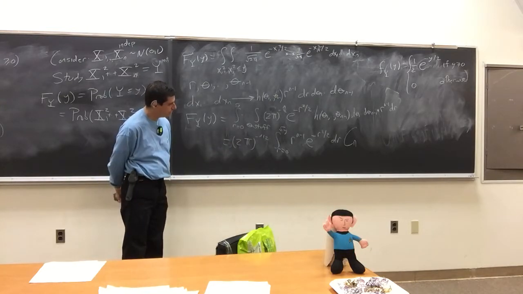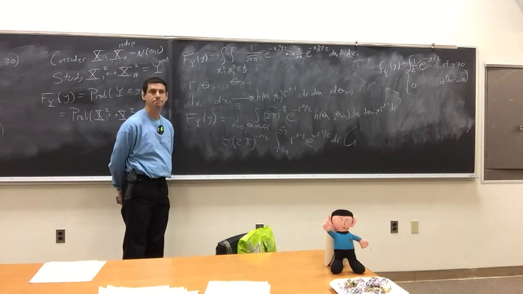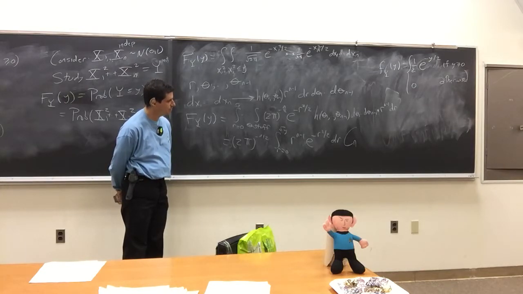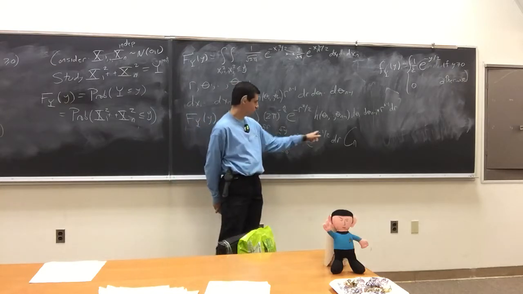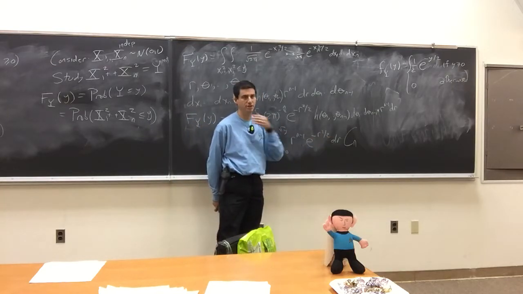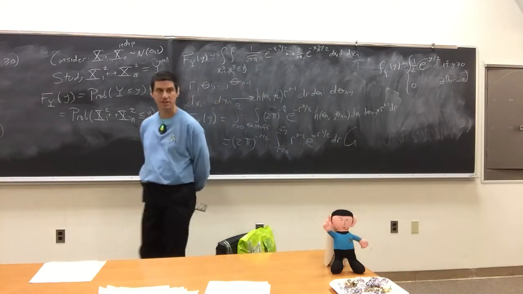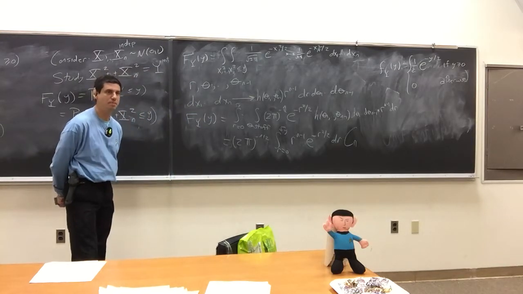Who knows how to handle the r integral? Anybody know the antiderivative of r to the n minus 1 e to the minus r squared over 2? Yes? So we could try doing it by parts, and we have an r squared, so we probably want to include an r over there. One possibility is to do it by parts, and that will work. There's a better way.